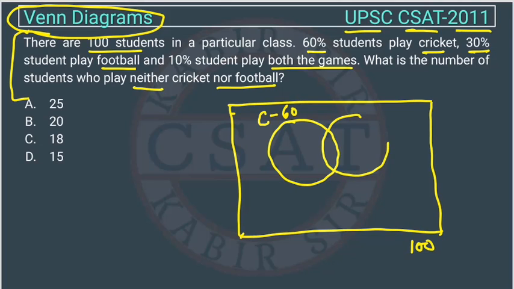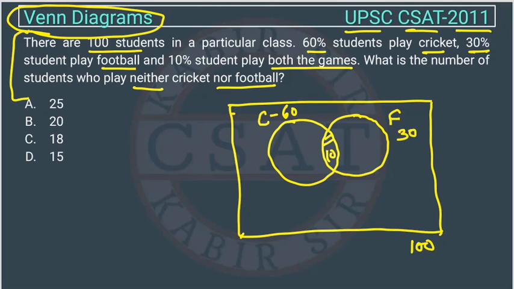And this circle is representing who are playing football. How many are playing football? 30%. 30% of 100. So this will be 30 only, right? And 10% are playing both. So this will represent 10%. 10% of 100. So this will be 10 only, right?